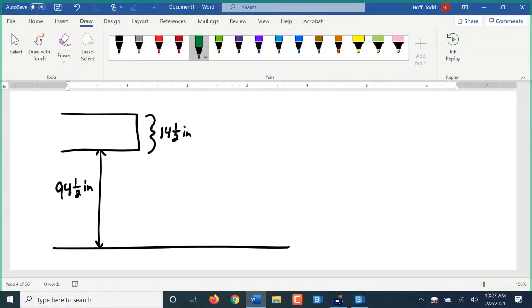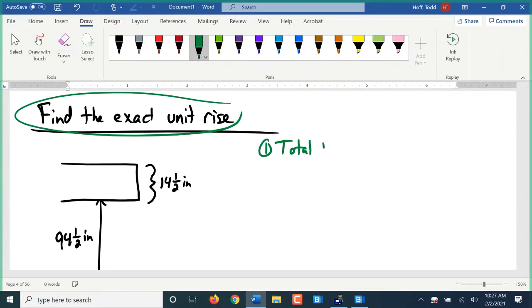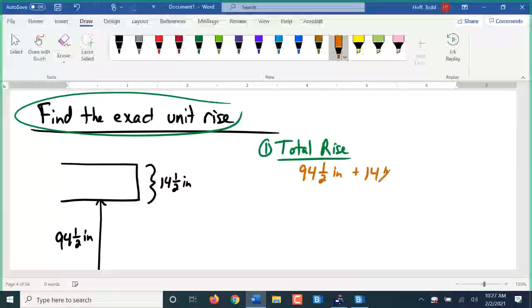So our first step in finding that exact unit rise is to find the total rise. And that's going to be the 94.5 plus 14.5. So at 95, it's 109 inches.